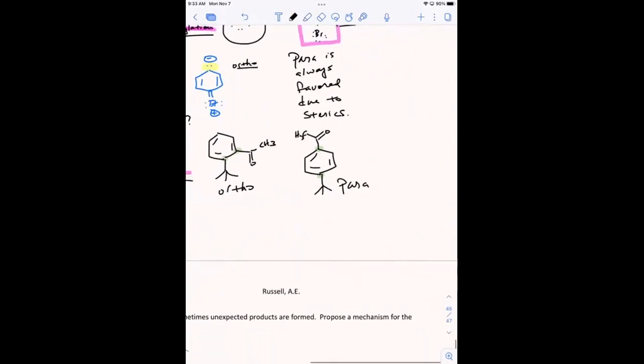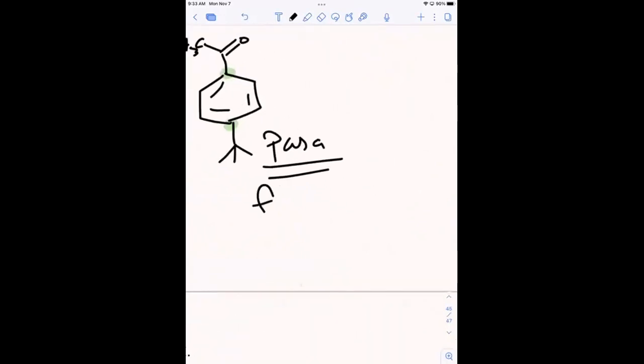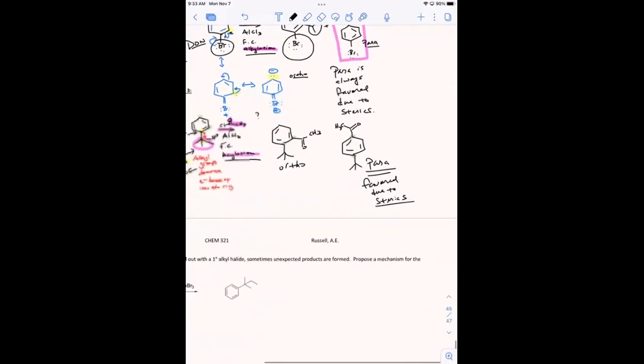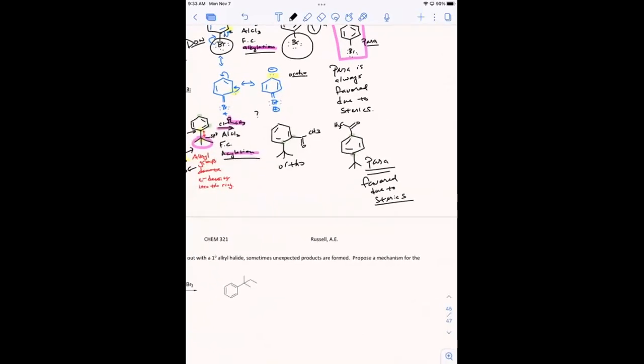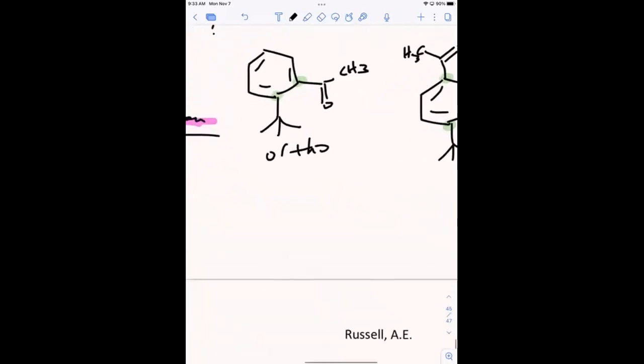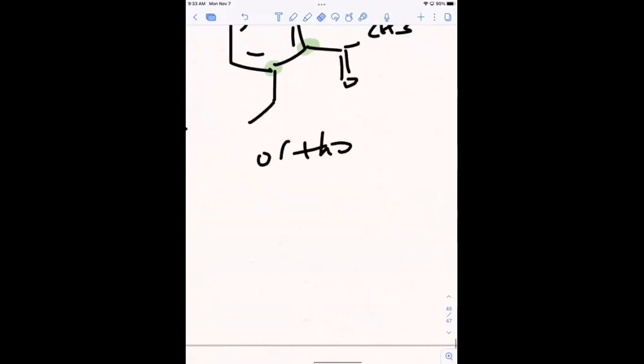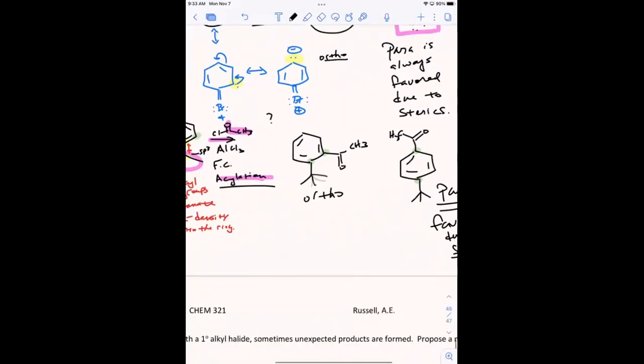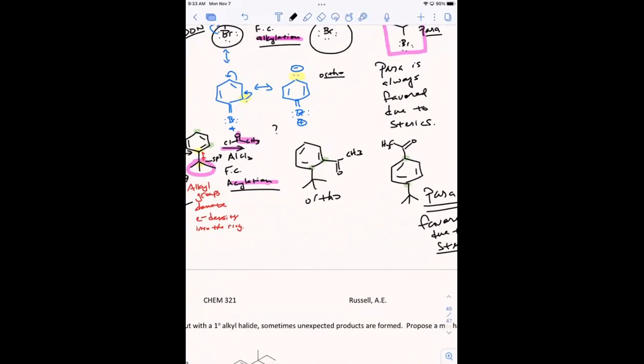All right, and again, the para is going to be favored because of sterics. The further apart you move those groups, the more stable that product is relative to the ortho product, where the two groups are right up on it. And that tert-butyl group is a pretty big group as well. Very bulky. Okay, so if it's a donor, it's always going to have an ortho and para product. Yep, if a donor's on the ring, you always get two products, ortho and para.